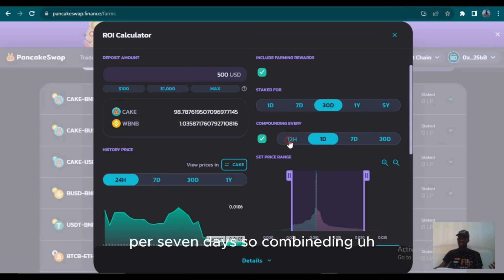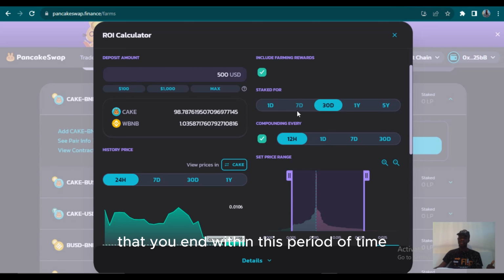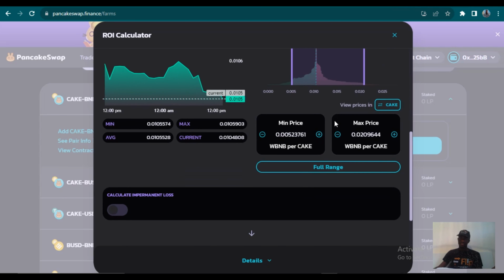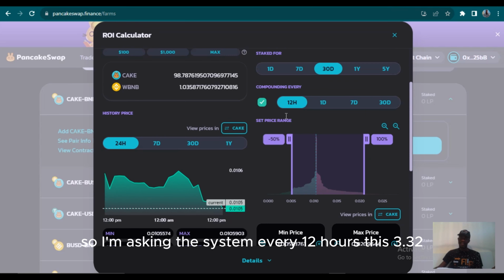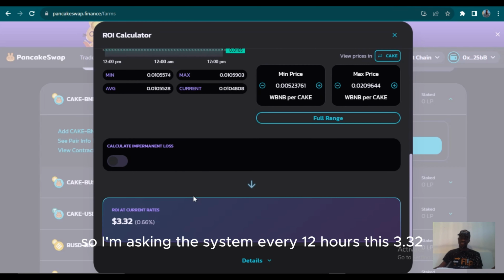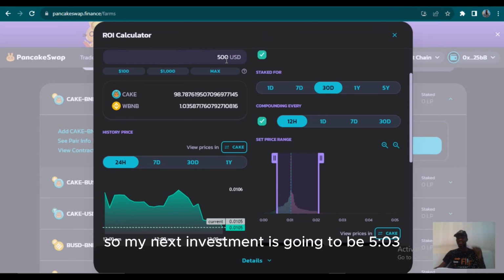you can also choose to compound by 12 hours, by 1 day, for 7 days. Compound interest, as we all know, means that whatsoever you earned within this period of time, you are asking the system to reinvest it into the liquidity pool. So let's say my 30 days earning is supposed to be 3.32. I'm asking the system every 12 hours, this 3.32, add it back to my original balance, 500, and put it back to the pool.